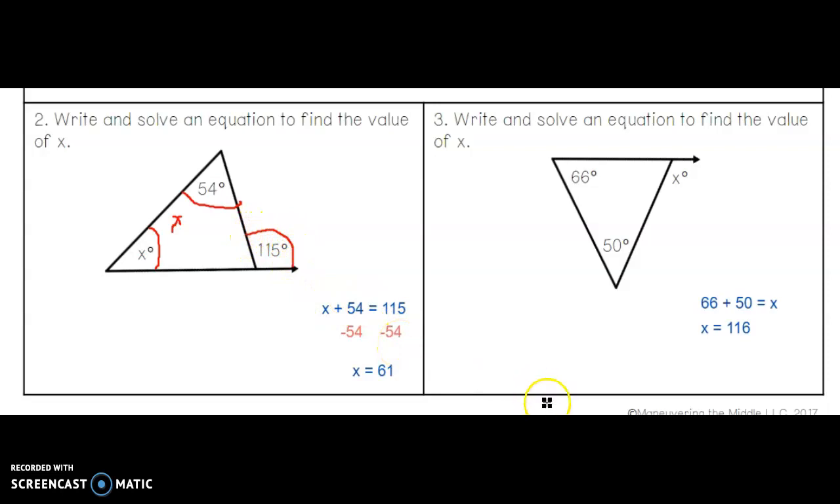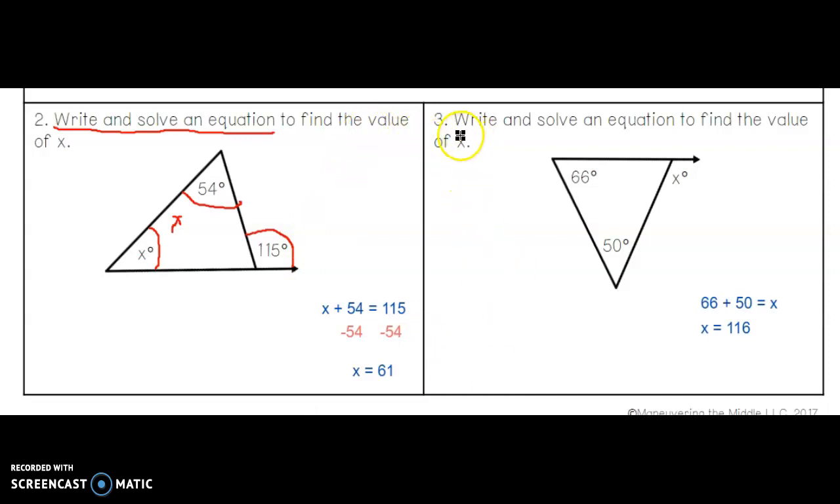So we're going to write an equation. That's our first step. Write and solve an equation. So x plus 54 equals 115. This is the steps and the work that need to be shown on your paper. Then we're going to use our inverse operations. We're going to see that x equals 61. So we have found the value of x. We are done with this problem.